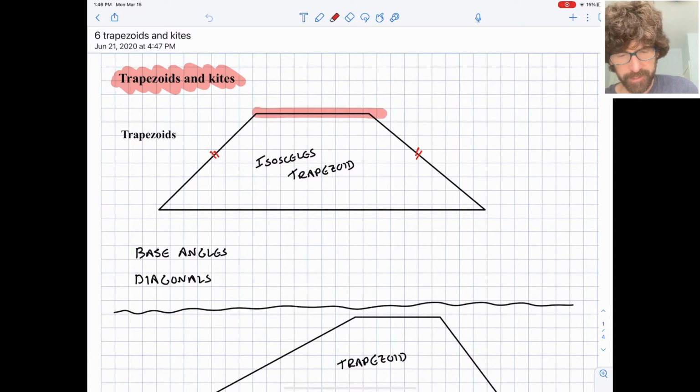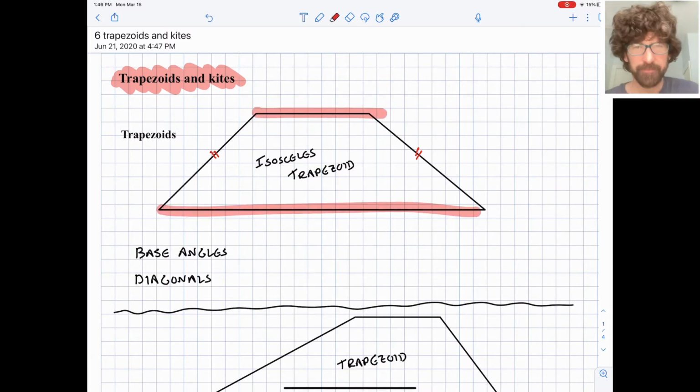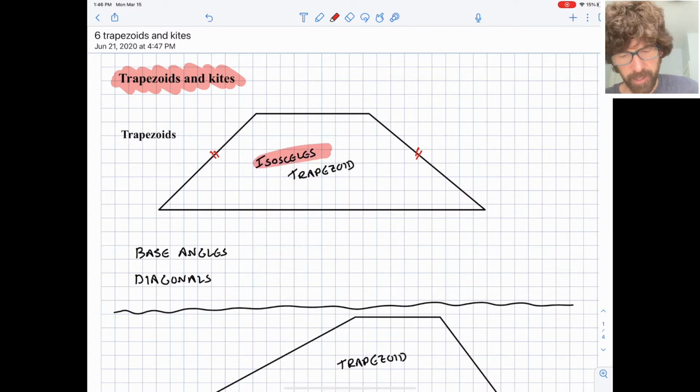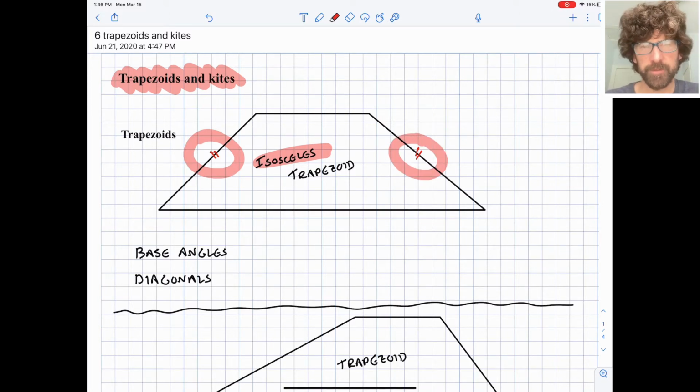So in this case, the top and the bottom of this trapezoid are parallel, and additionally, this trapezoid is a special kind of trapezoid, an isosceles trapezoid, meaning that the non-parallel sides are congruent to each other. That's what an isosceles trapezoid means. So we're going to go through looking at a few different shapes.